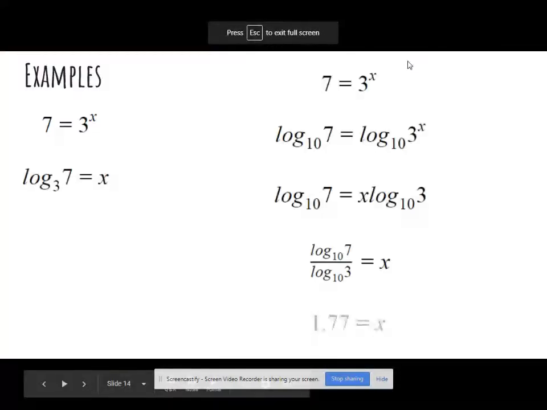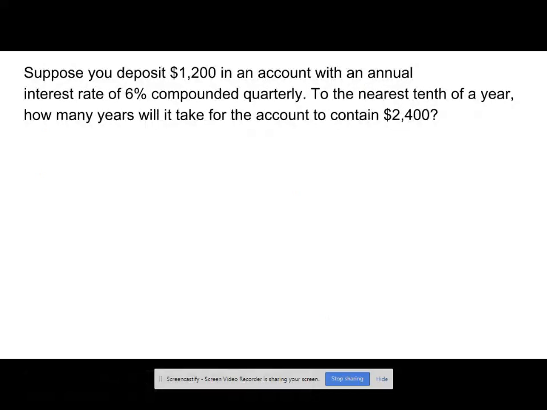All right, let's look at another example of this. Suppose I deposit $12,000 into an account with an annual interest rate of 6% compounded quarterly. Compound interest is coming back to this problem now. To the nearest tenth of a year, how many years will it take for the account to have $2,400 in it? So I'm going to use my formula.